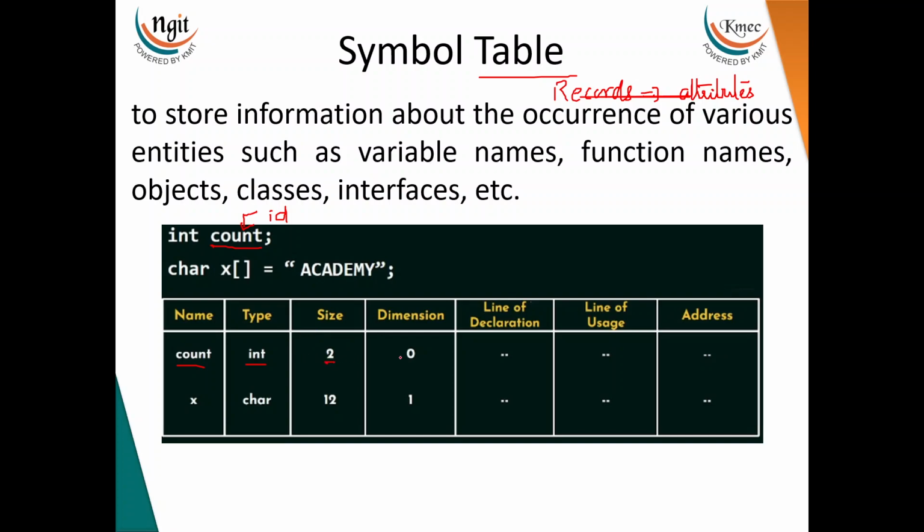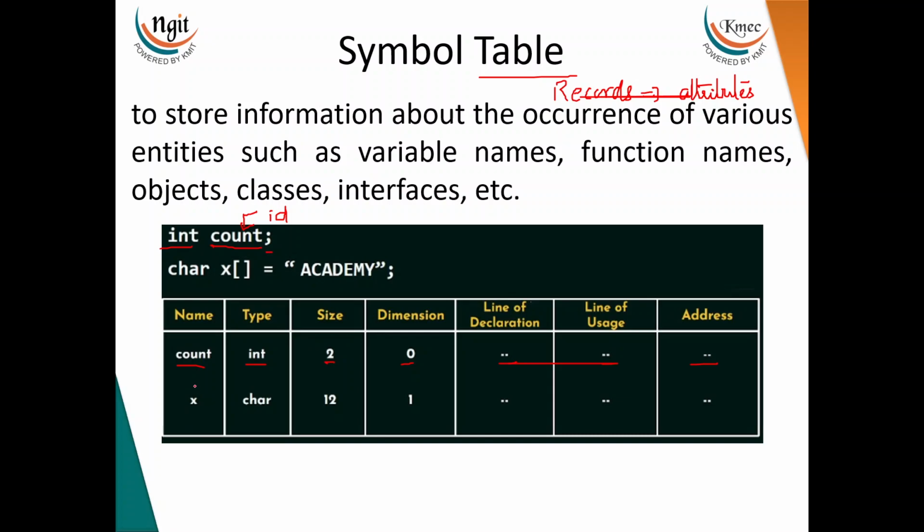And what is the size of it? What is the dimension? Where it is declared, where we are going to use it, and what is the address where we have stored it, like that. We are going to use all these attributes to describe this token. Like that. See, semicolon. Int is a keyword. That's why we have not inserted a record.